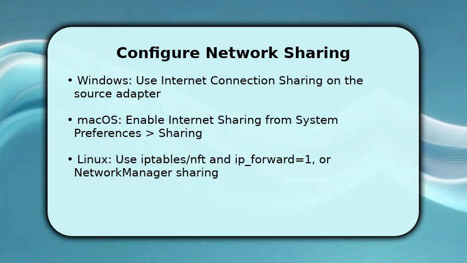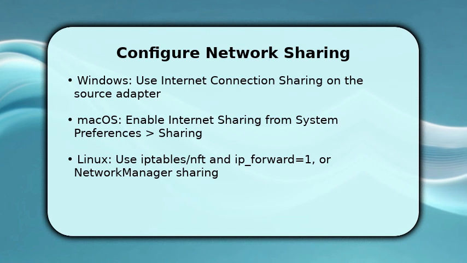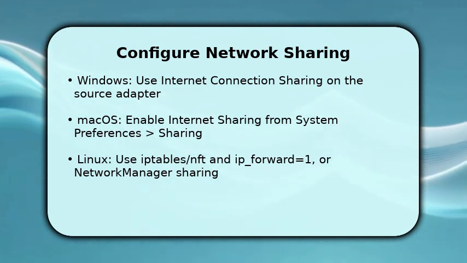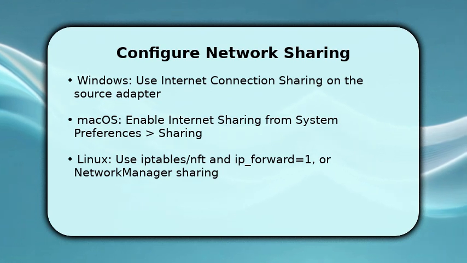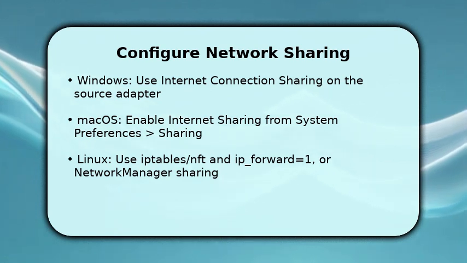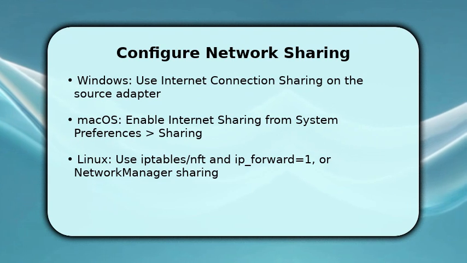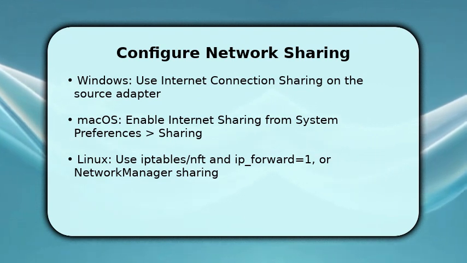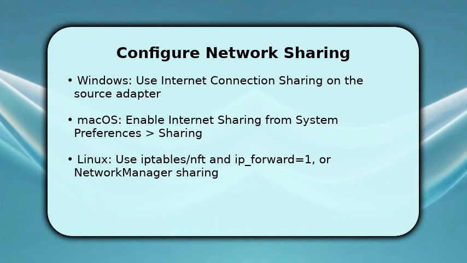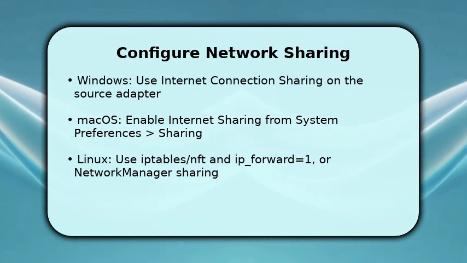On Linux, enable IP forwarding and add NAT rules with iptables or nft, or set Network Manager to share the connection. Make sure DHCP is provided or assign a static IP to the target device so it can reach the gateway. Finish by validating connectivity and addressing common failures.